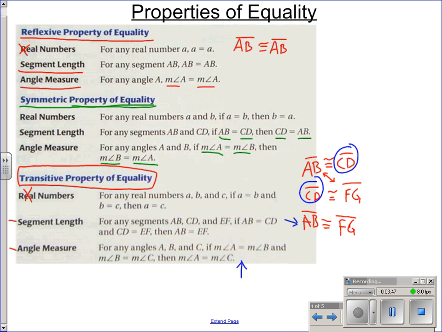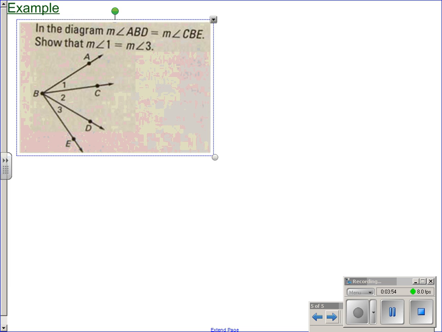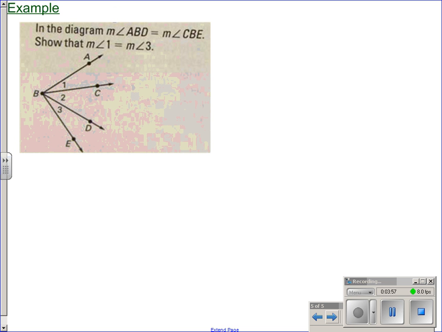So let's try a problem with this stuff. Okay, so you're given this picture. You were told that the measure of angle ABD is equal to the measure of angle CBE. So when you're dealing with these pictures, sometimes it's helpful to just put some information in the picture. Measure of angle ABD, that's this one, is equal to the measure of angle CBE. That's that one.